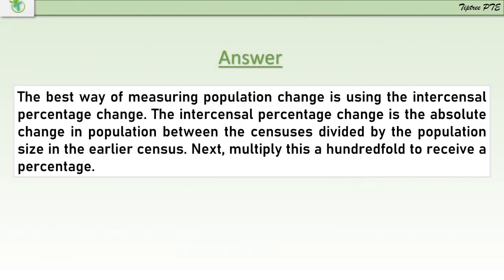The best way of measuring population change is using the intercensal percentage change. The intercensal percentage change is the absolute change in population between the censuses divided by the population size in the earlier census. Next, multiply this 100-fold to receive a percentage.